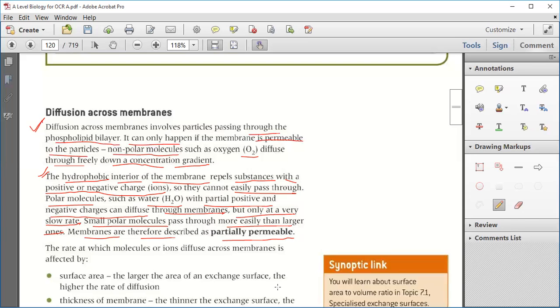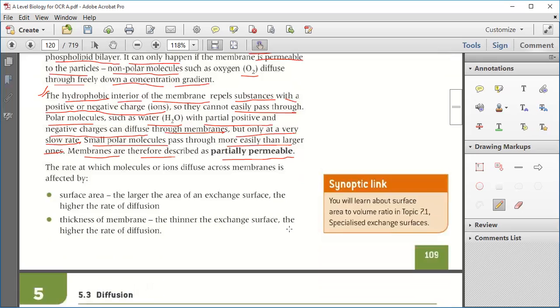Okay. Now, the rate at which molecules or ions diffuse across a membrane is affected by surface area. The larger the surface area of an exchange surface, the higher the rate of diffusion. Clear? The larger the area of an exchange surface, the higher the rate of diffusion.